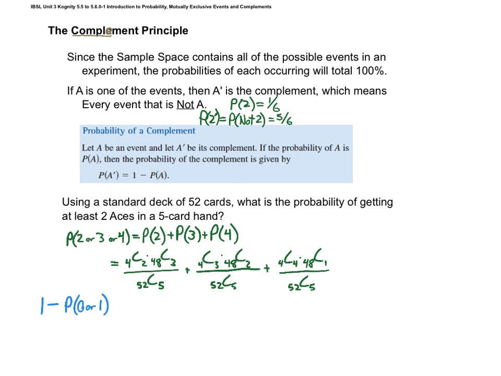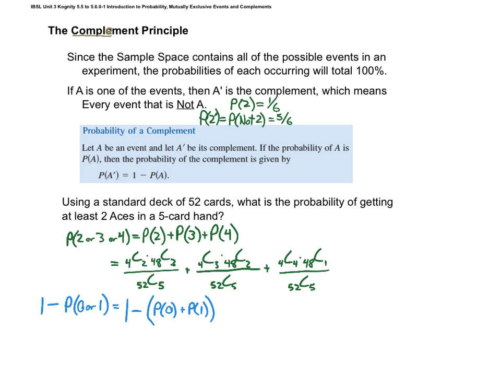Now, the cool thing is that finding the probability of 0 of something is often pretty easy. It's another way of finding the same thing, but often it'll be less work. So we would do 1 minus. Now, the probability of 0 or 1 is the probability of 0 plus the probability of 1.